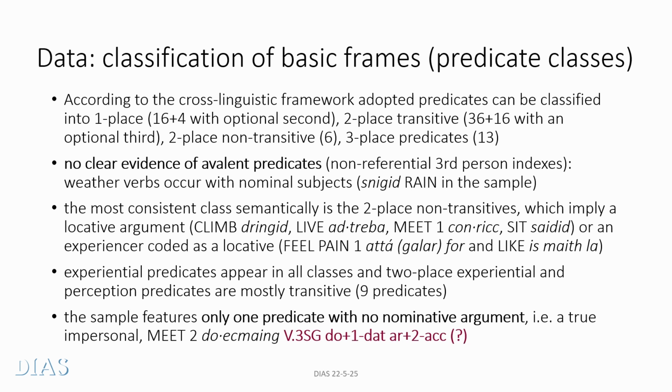The most consistent class from a semantic point of view is the two-place non-transitives, which imply a locative argument. So verbs of motion or position like climb, live, meet, or sit, or experiencer verbs, where the experiencer is coded as a locative, so to say. Experiential predicates will become important later on. They appear in all classes. And the sample features only one predicate with no nominative argument, so an impersonal one, which is one of the two counterparts for need.